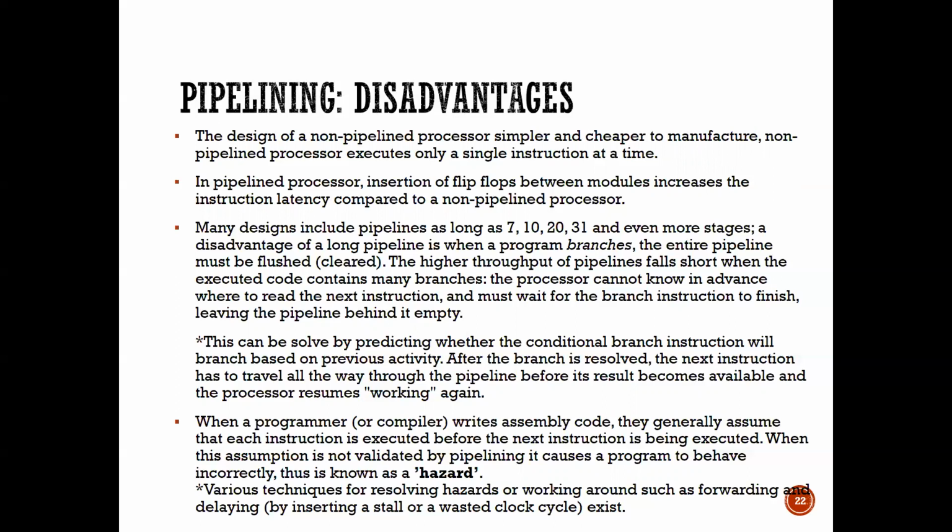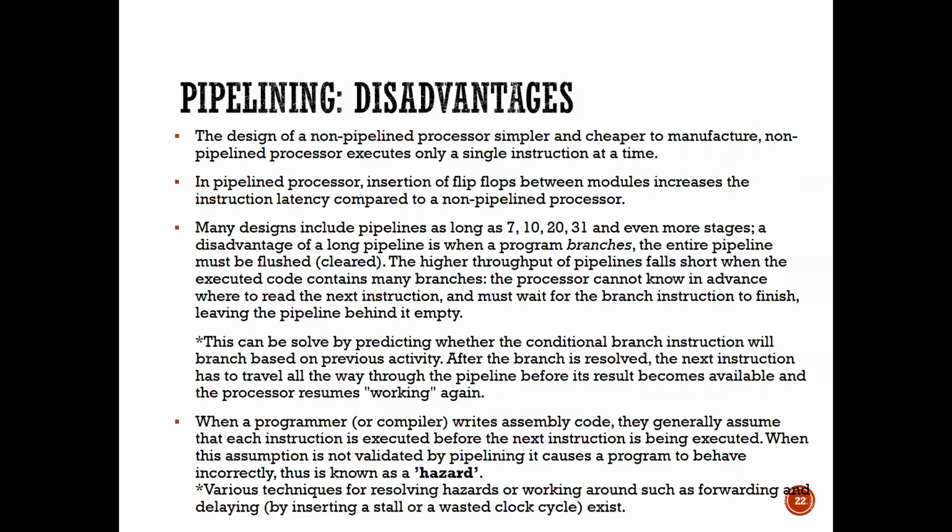Many designs include pipelines as long as 7, 10, 20, 31, and even more stages. A disadvantage of long pipelining is that when a program branches, the entire pipeline must be flushed or cleared. The higher throughput of pipelining falls short when executing code that contains many branches. The processor cannot know in advance where to read the next instruction and must wait for the branch instruction to finish, leaving the pipeline behind it empty.